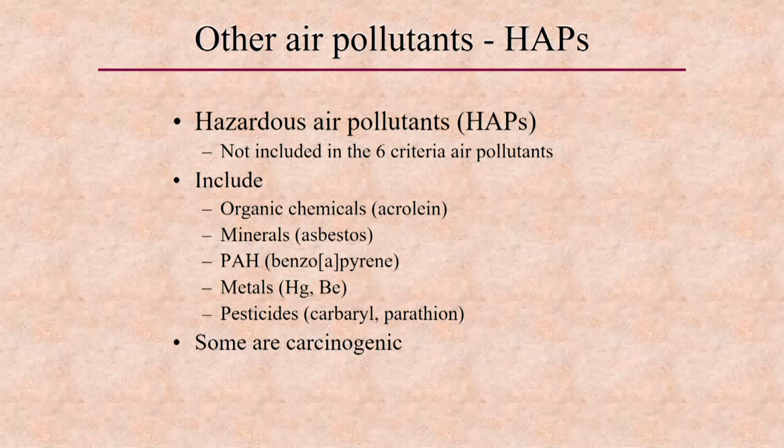Then there is another class called other air pollutants, or HAPs, hazardous air pollutants, which are not included in the 6 criteria air pollutants that we discussed. In CPCB-related interviews you may be asked to name the 6 criteria air pollutants, their threshold values, the NAAQS standard values, and why the averaging time is different. These are the things you should prepare notes on and read more about. HAPs include organic chemicals, minerals, metals, pesticides, and most of them are carcinogenic. So this is very important.